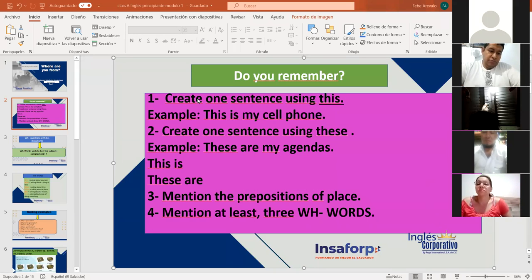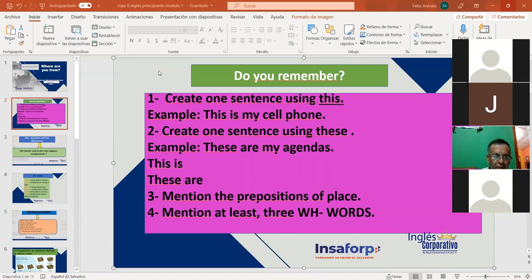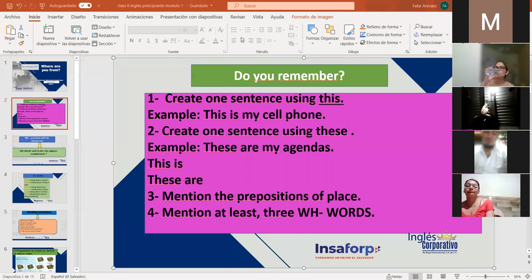Luis Salazar. I'm copy the most example and these are my hands. All right. Very good. Uno dijo fingers, el otro dice hands. Excellent. Magdalena Benitez. These are my books. All right. Excellent. Thank you very much.